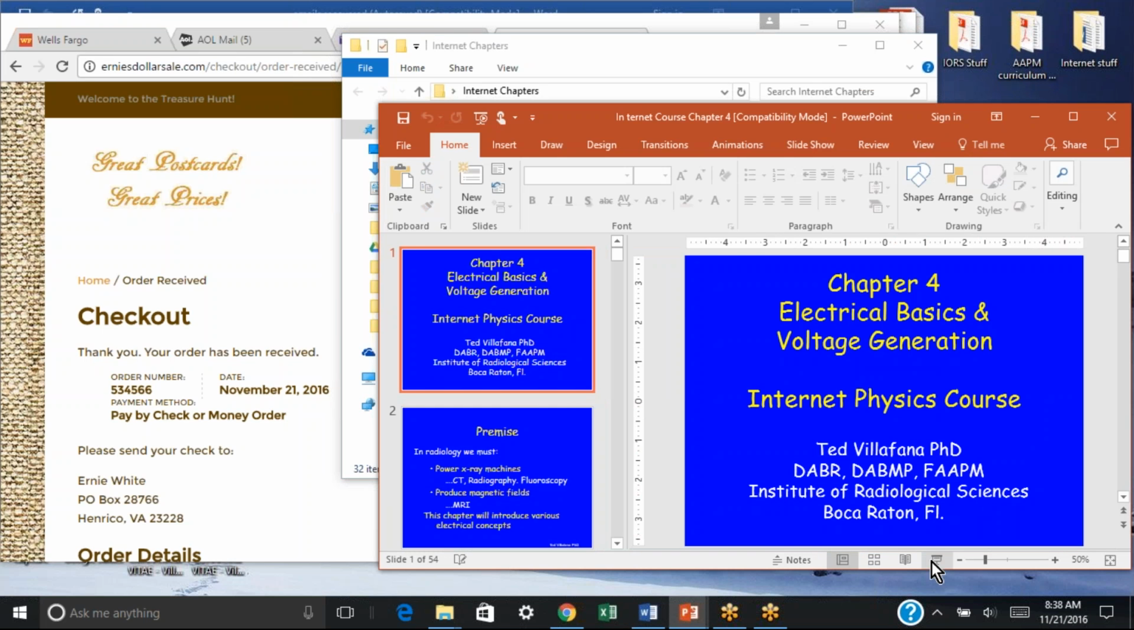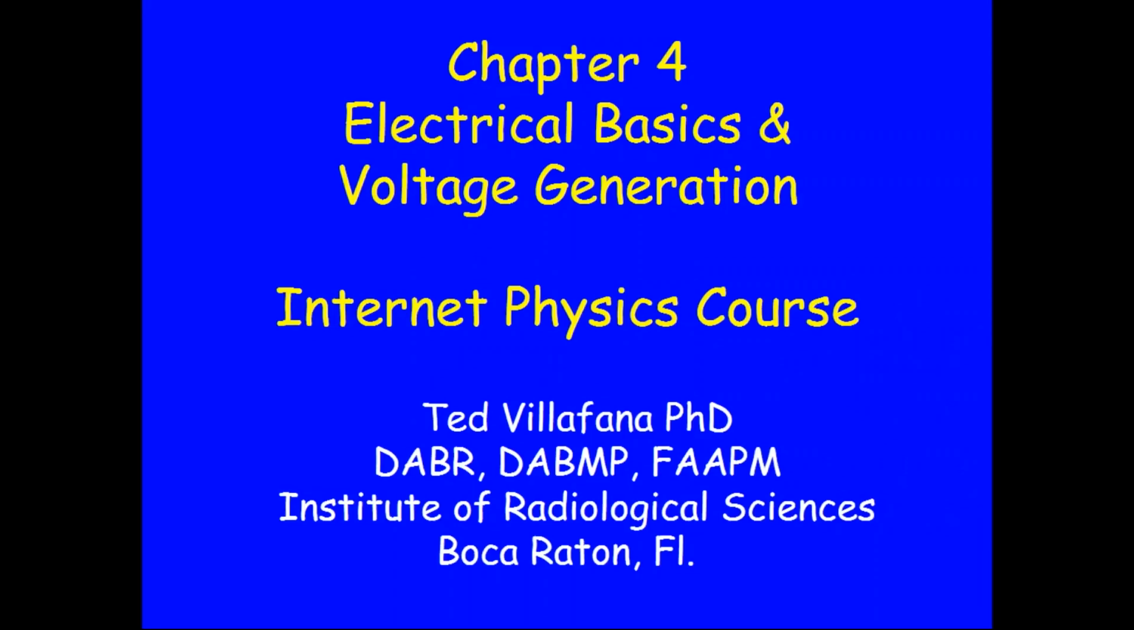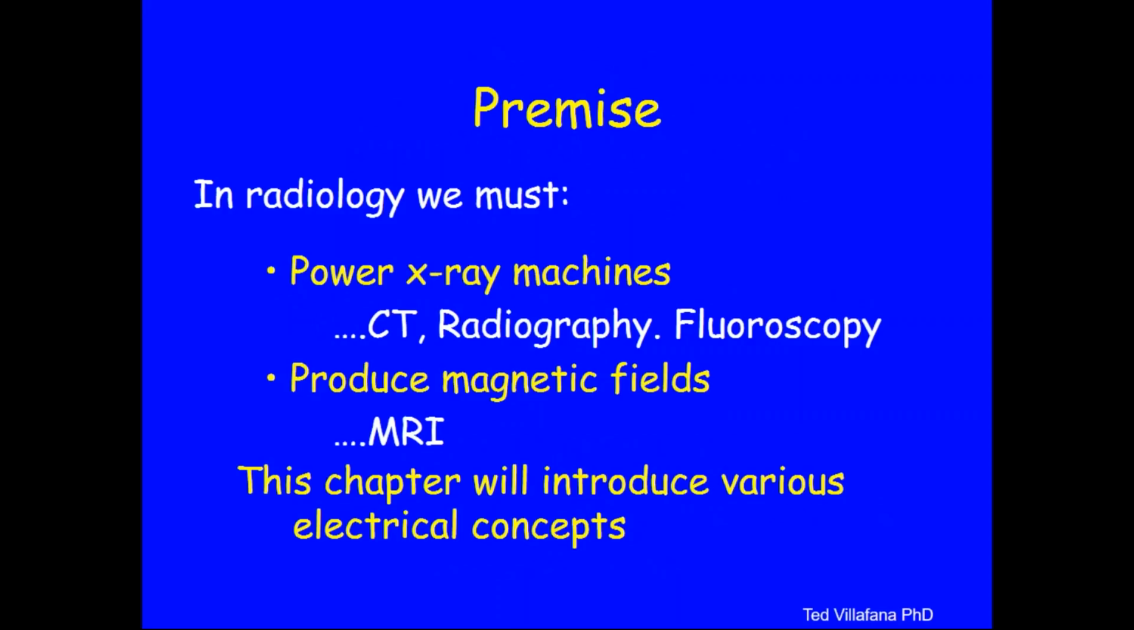Okay, chapter 4. Chapter 4 talks a little bit more about the electric basics and voltage generation, and it's probably the most boring of all our chapters, I'm afraid to say, but I've added some additional information that may make it a little bit less boring. A lot of the electrical generation is more of a concern for the engineers rather than for us, for radiologists or even for physicists. But the premise is we have to power X-ray machines, and the question is how.